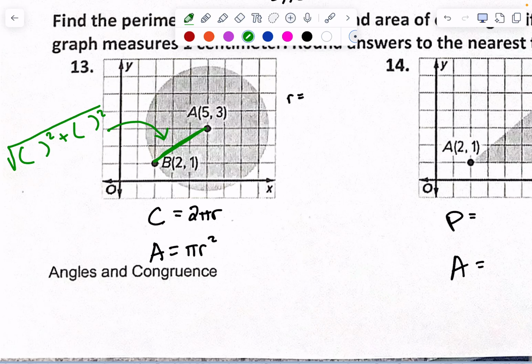A squared plus b squared equals c squared, right? The distance. How far apart is 2 and 5? 3. How far apart is 3 and 1? 2. So 3 squared is 9, 2 squared is 4, 9 plus 4 is 13, so the square root of 13. What's the square root of 13? Some odd weird number. It is like 3 point what? 3.605551. Let's go 3.61. We'll do 2 decimal places.